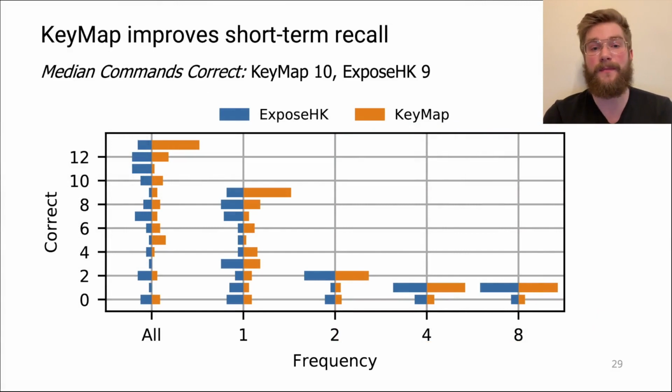We found that KeyMap improved short-term recall. There was a significant difference between KeyMap and ExposeHK of one command, where KeyMap users remembered 10 and ExposeHK users remembered 9. This plot is a violin plot, but for discrete distributions. We can see that on the right for high frequency commands, KeyMap users and ExposeHK users both remember about the same number of commands. But as we start to go towards low frequency commands, this is where we start to see a difference where KeyMap users are remembering more shortcuts than ExposeHK users are.